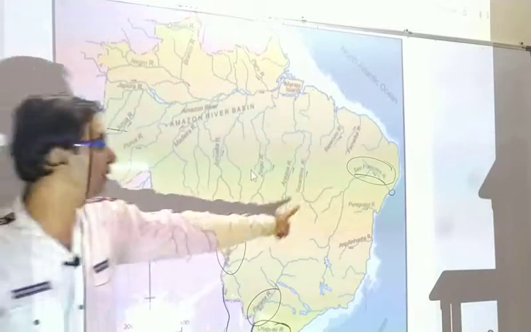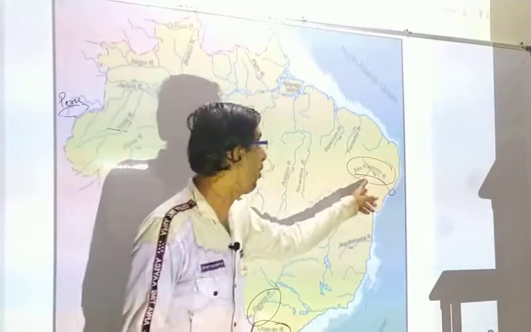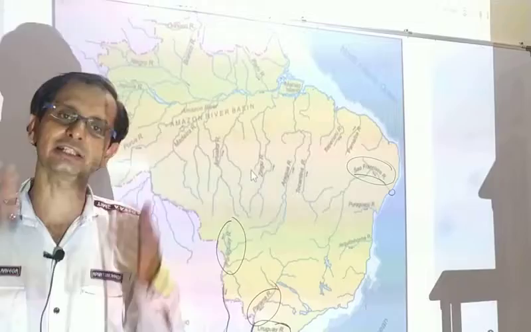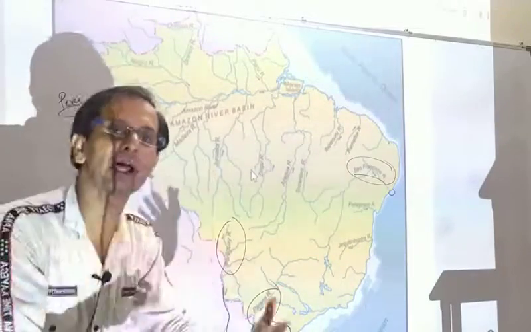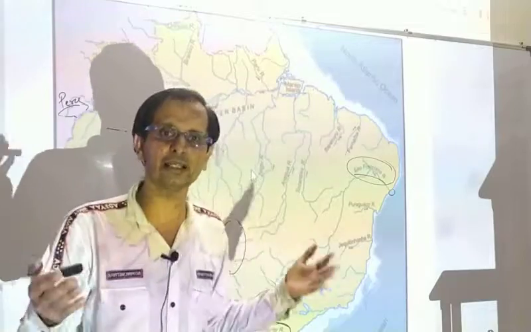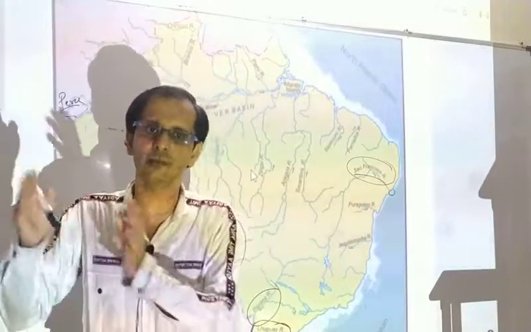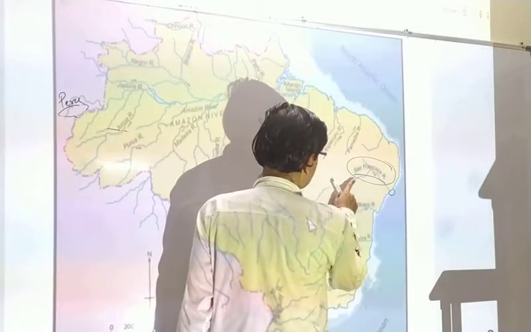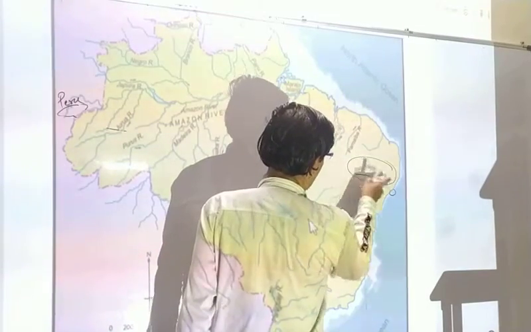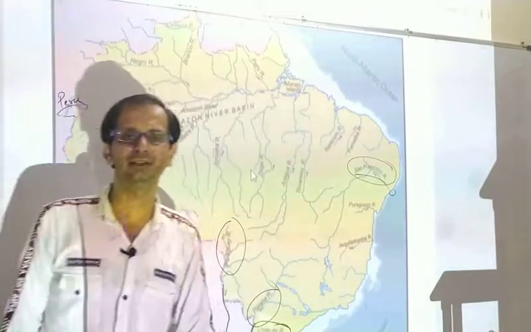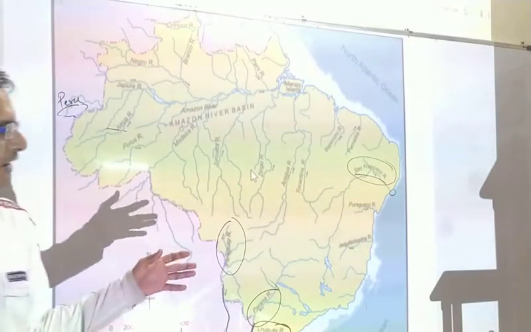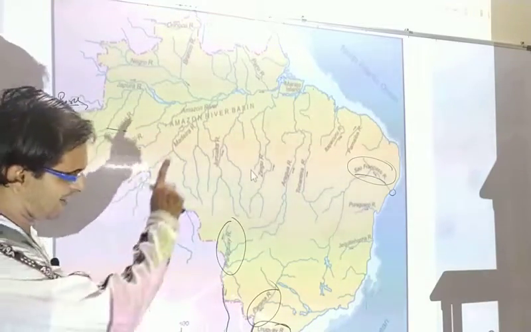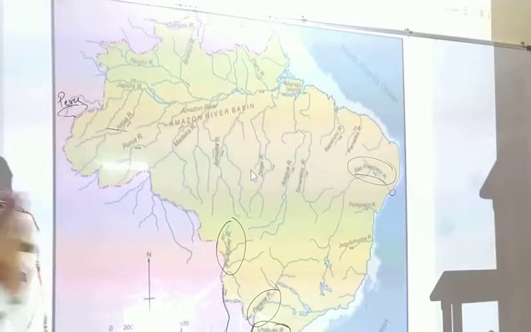But there are several rivers, and only this river, the Sao Francisco River, originates in Brazil and ends in Brazil. How? It starts in the Brazilian highland and collects its headwaters from the Brazilian highland. It goes towards the north, and suddenly takes a sharp turn and meets the Atlantic Ocean. So it is the third important river of Brazil. The entire basin of this river is within Brazil, so the basin and the flow are everything in Brazil.